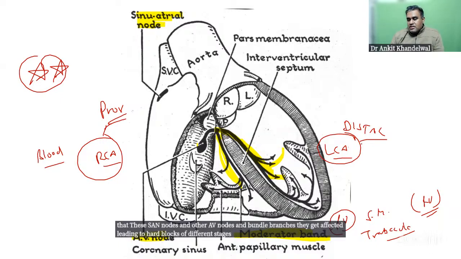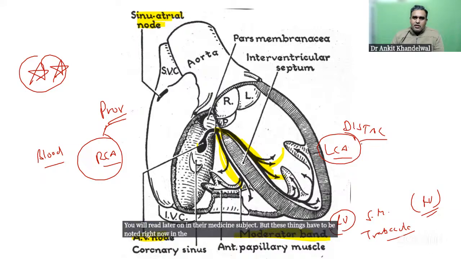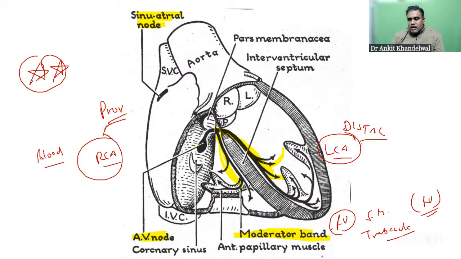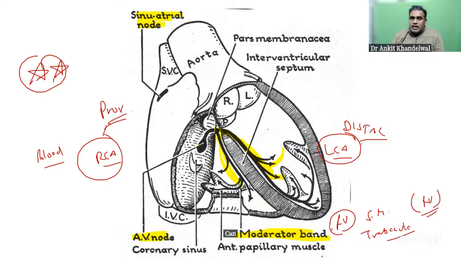And those different stages, heart block first degree, second degree, third degree, and so many other complications, you will read later on in their medicine subject. But these things have to be noted right now in the first year only, no? Should know. The problem in the vessels, or cholesterol accumulation, infarction, thrombosis in the coronary vessels can cause heart blocks of varying degrees. Okay, just remember that.